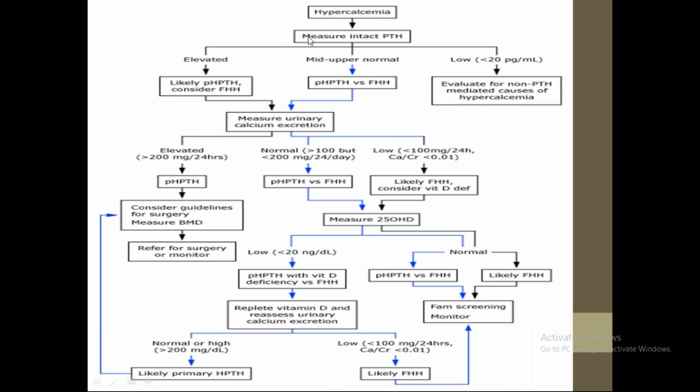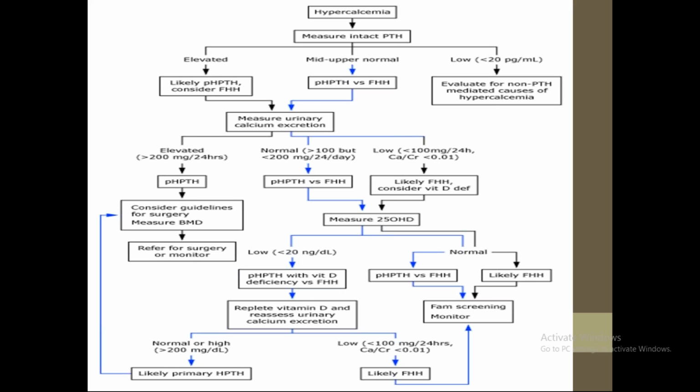This is a flow chart showing the approach to hypercalcemia. Measure intact parathyroid hormone levels: whether it is elevated, mid-upper normal, or low. If it is low, evaluate for non-PTH-mediated causes of hypercalcemia. If it is elevated or mid-upper normal, it can be two things: primary hyperparathyroidism or familial hypocalciuric hypercalcemia.